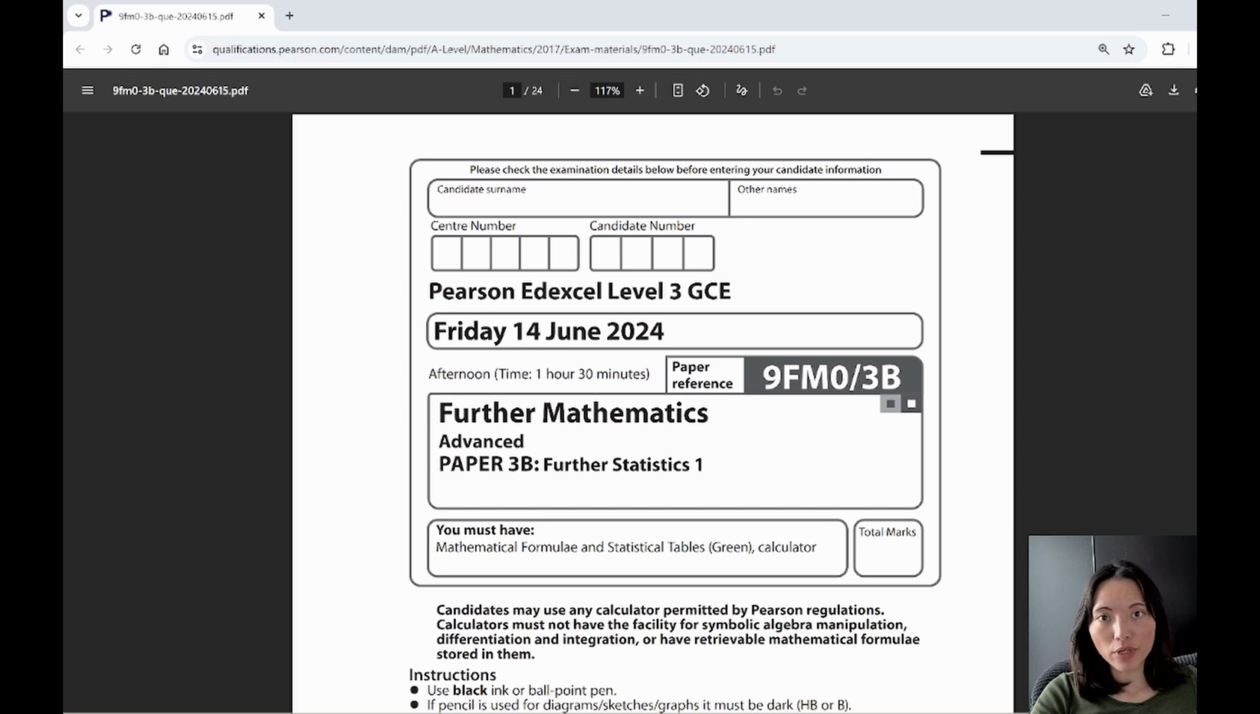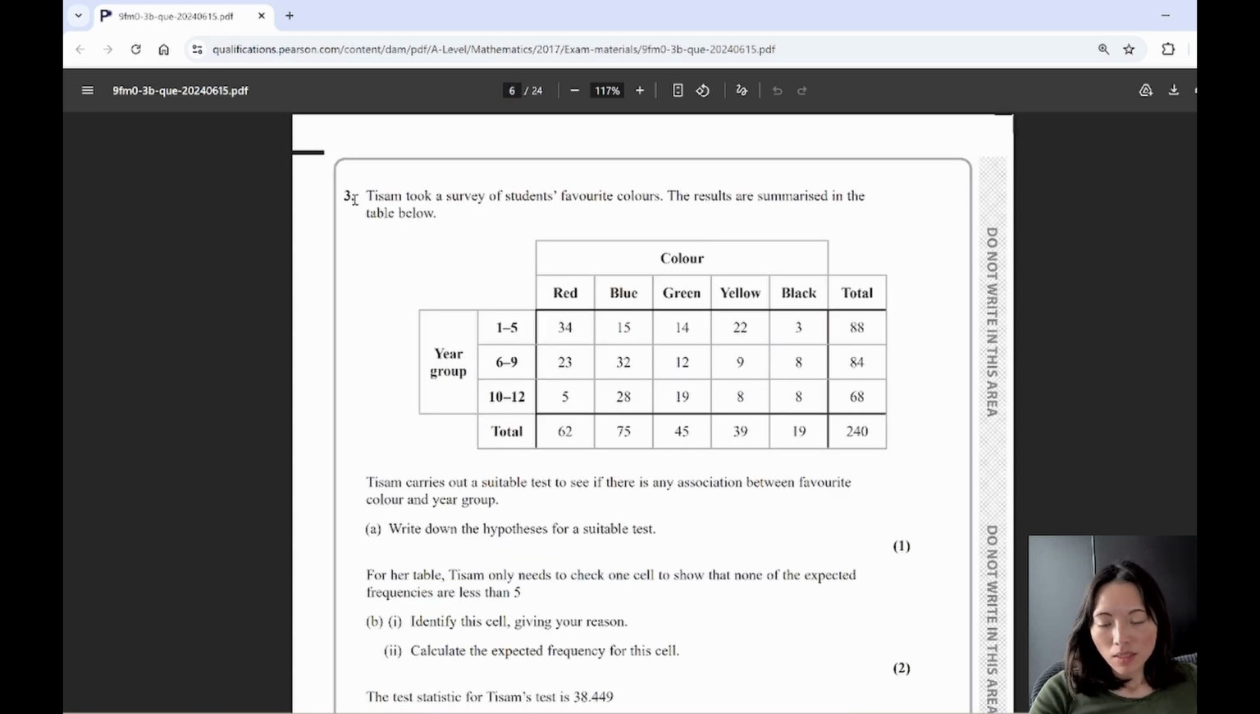Let's take a look at question 3 of this A-level further statistics paper from 2024. Question 3 asks: Theorem took a survey of students' favorite colors. The results are summarized in the table below. So we can immediately see that it's a contingency table. It's probably asking us to do a goodness of fit test.